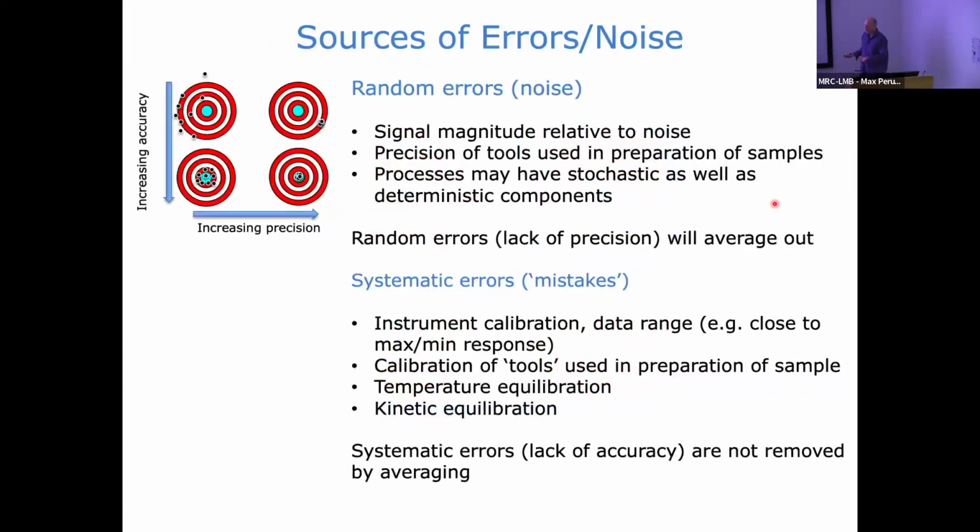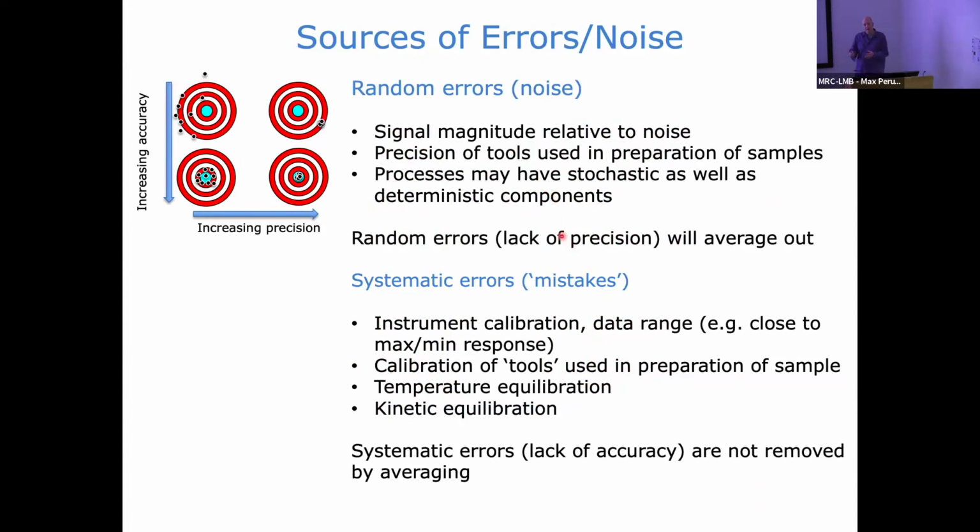So what are these sources of noise and error? Well, you've got to look at the signal magnitude relative to noise. Have you made things up with accurate pipettes? Get them always calibrated every year. Things may just be stochastic.